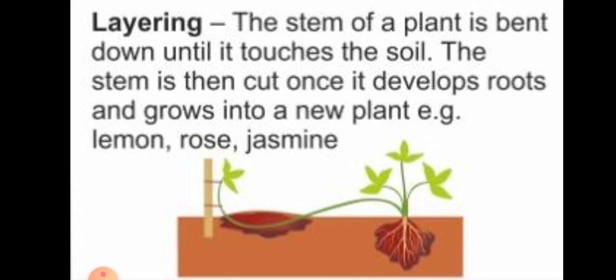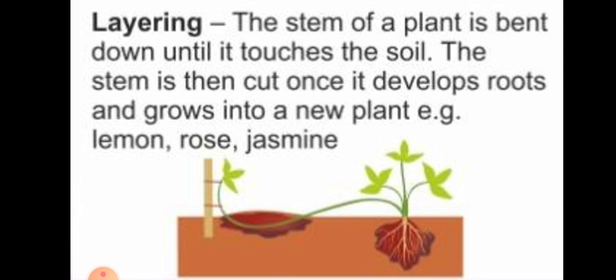Next we saw artificial vegetative propagation, which is widely used in agriculture and horticulture. So which are the four ways to perform artificial vegetative propagation? First one, layering. For layering, examples we can take are lemon, rose, jasmine.